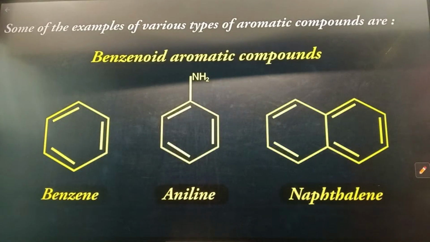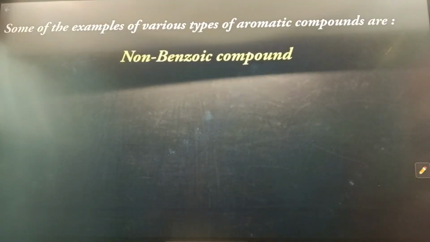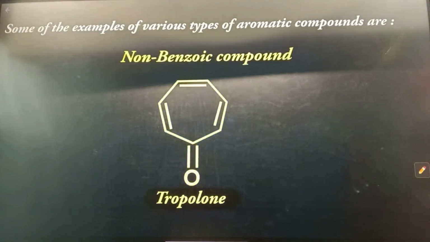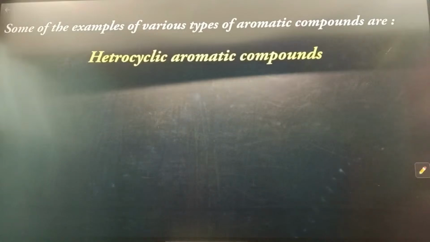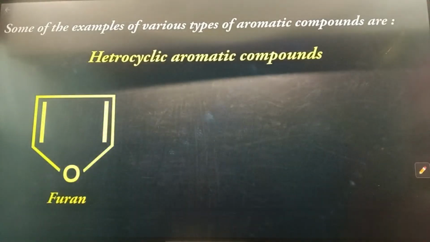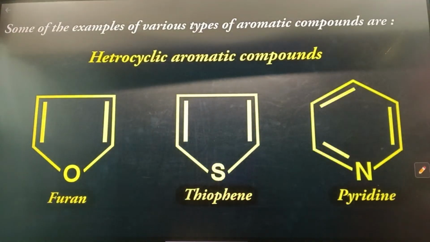Other examples of aromatic compounds are non-benzenoid compounds like tropolone, and heterocyclic aromatic compounds like furan, thiophene, and pyridine. Here you can clearly see that these compounds also contain atoms other than carbon and hydrogen. As in the case of furan, you have an oxygen atom in addition to hydrogen and carbon.